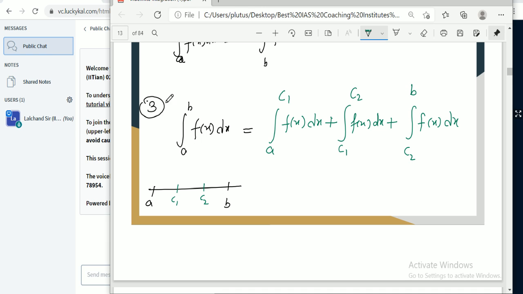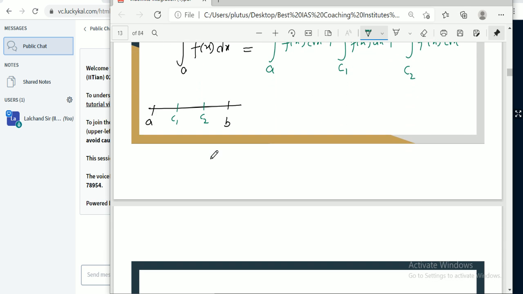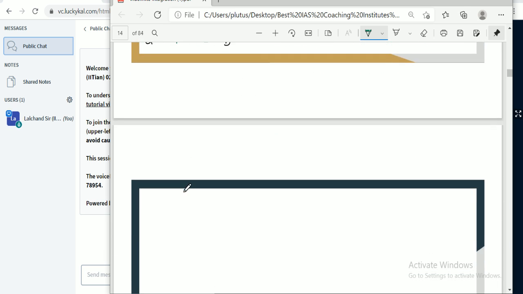This property is quite useful when a function has some point of discontinuity or the definition of the function changes according to a particular interval. Let us solve one question based on this property, so you have a better idea. The question is to find the integral from minus 1 to 2 of mod of x cube minus x dx. Try to solve this question. This is based on the third property.